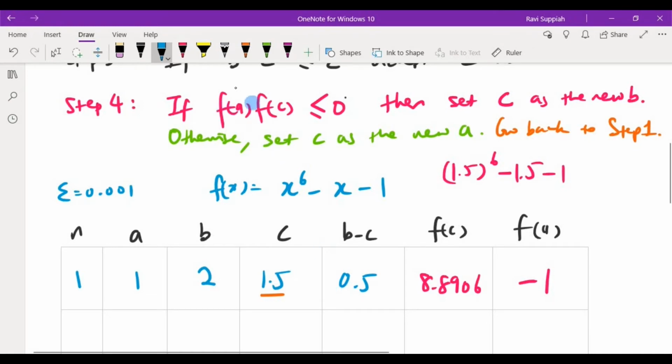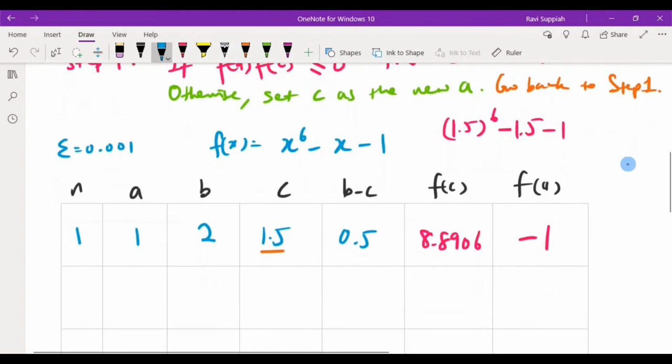So the next step is to look at FA, FC. So f of A multiplied by f of C, is it positive or negative? It is negative. That means this condition has been satisfied. So if this condition has been satisfied, I set C as the new B. That means C over here as the new B, so I'll get 1.5 here. A remains unchanged, so A is still 1, and this is the second iteration, which is 2.